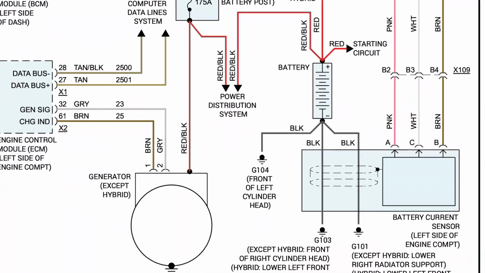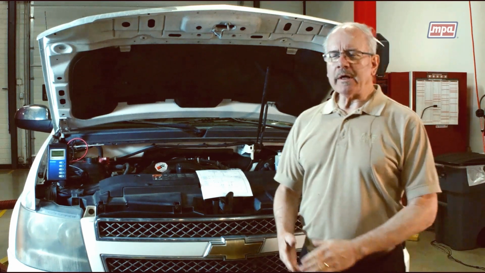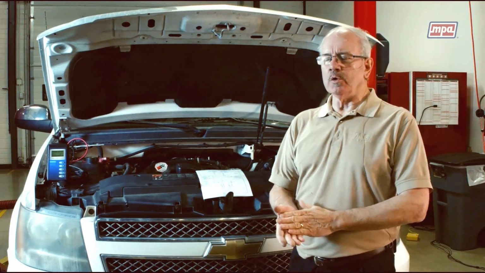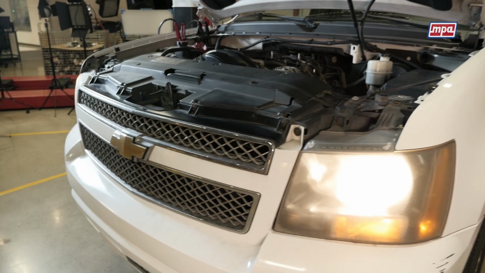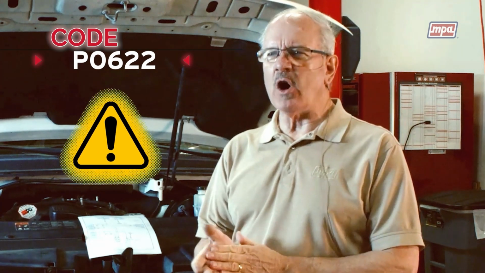We'll diagnose the F circuit and get your Avalanche running like new. So today we're going to look at a charging system related fault code on this 2011 Chevrolet Avalanche. The diagnostic trouble code is a P0622, which indicates a fault in the generator F circuit or F terminal.